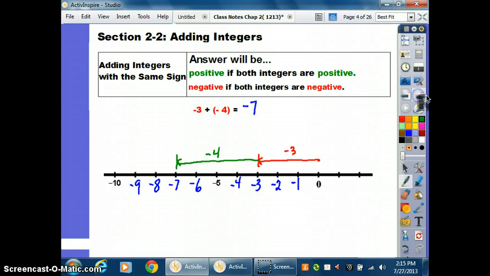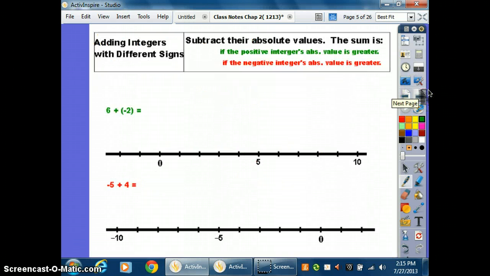Let's turn the page. We have 3 pages of notes. Now, what happens when the signs are different? One of them is positive, one of them is negative. Well, we subtract them. It says you subtract their absolute values. This is the real mathematical reasoning.